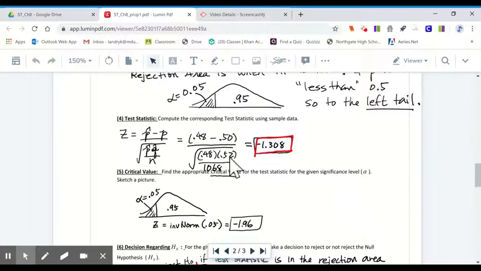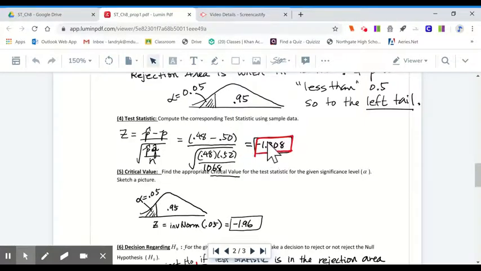So to continue, step 4 is to calculate the test statistic. In this case, it's a z-score. Here's the formula again, and carefully plug in the numbers from above. So p hat was 0.48 minus p, this comes from your null hypothesis, and p hat, q hat, and n. And take the square root of all that, and we get the z-score, or critical value, of negative 1.308.